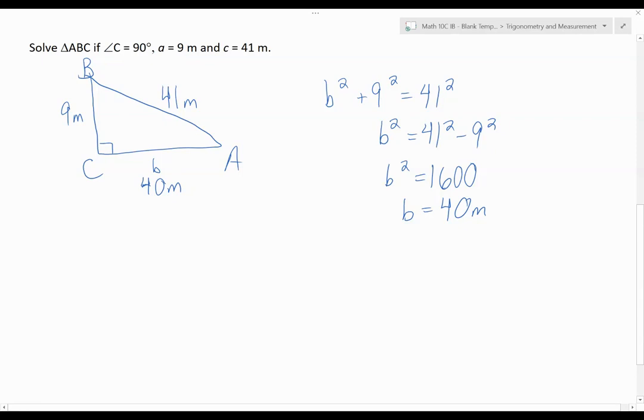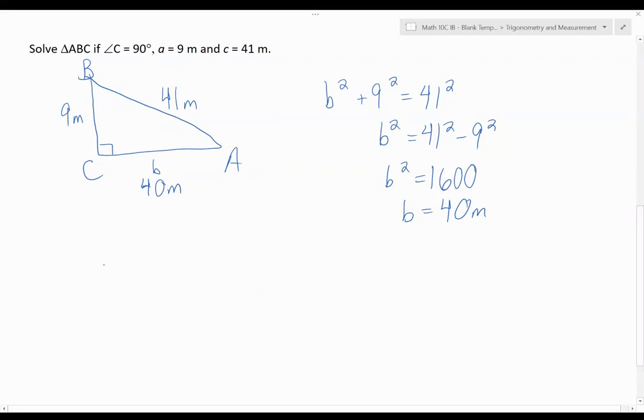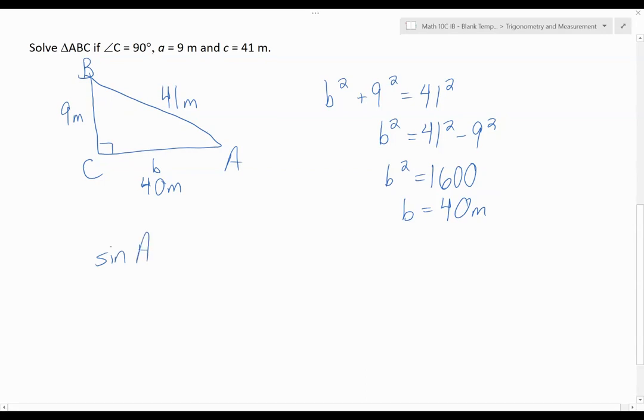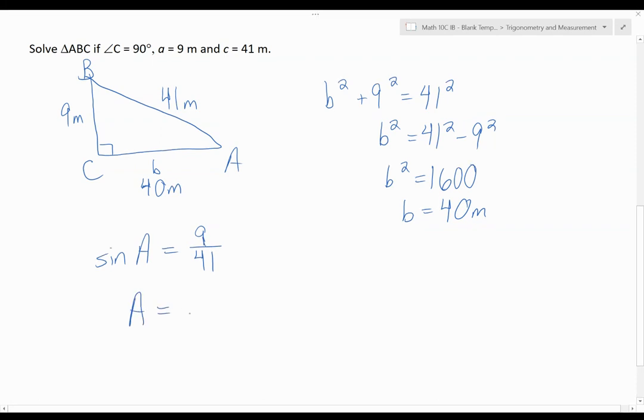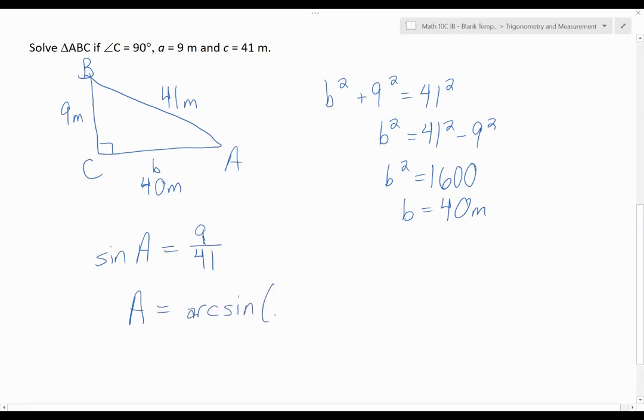In order to find one of the acute angles, I'm going to need to choose to start with either A or B. Let's start with A. Because I know all three sides, and all three sides are exact values, I didn't have to round anything, I can use either sine, cosine, or tangent. I'm going to use sine because sine of A is the opposite side, which is 9, divided by the hypotenuse, which is 41, both of which were the values I was given right from the get-go. So the sine of A equals 9 over 41, which means that A is the arcsine of 9 over 41.